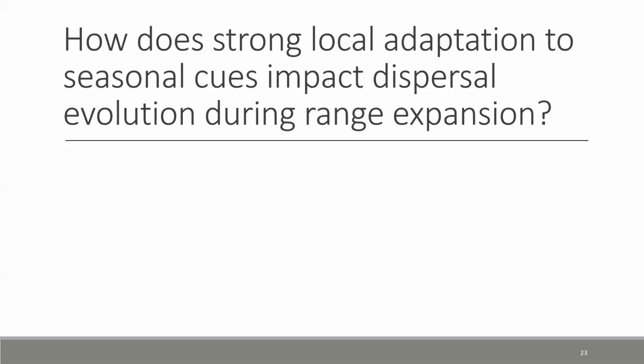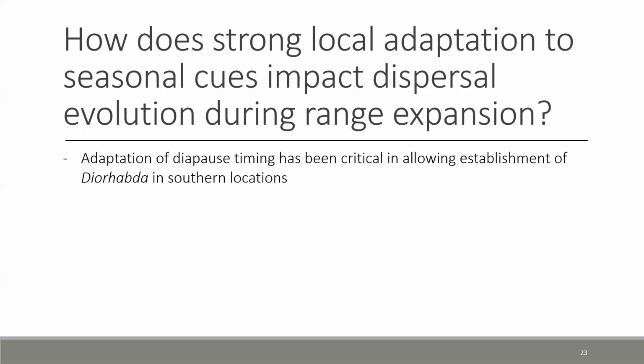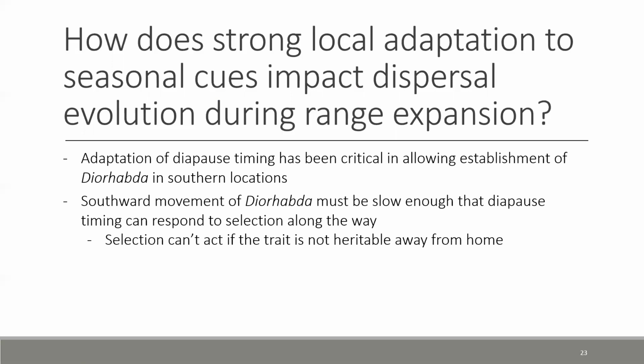So to go back to the original question about how local adaptation to seasonal cues will impact dispersal evolution. First of all, we found that adaptation of diapause timing has been really critical in allowing the establishment of dirabda at those southern locations. Furthermore, our heritability results suggest that the movement of dirabda southwards needs to be slow enough so that it gives the beetles time to respond to selection in days until diapause, because they can't respond to selection when heritability is really low, far away from their home environment.